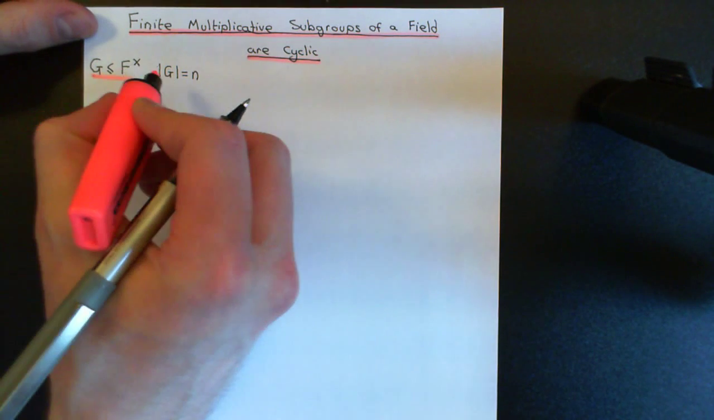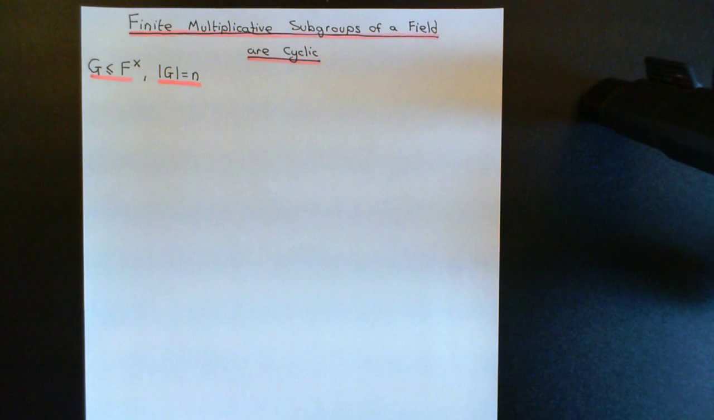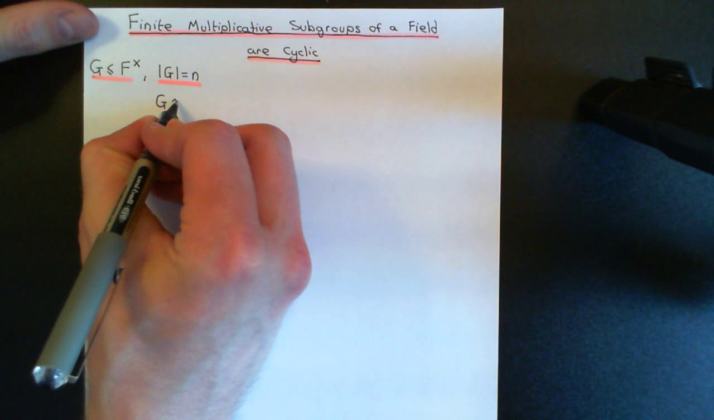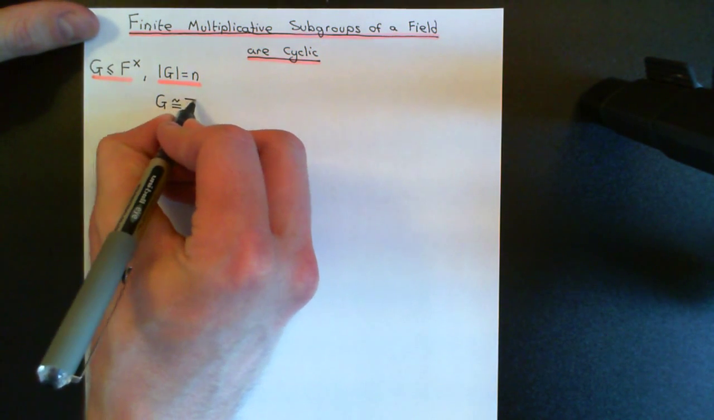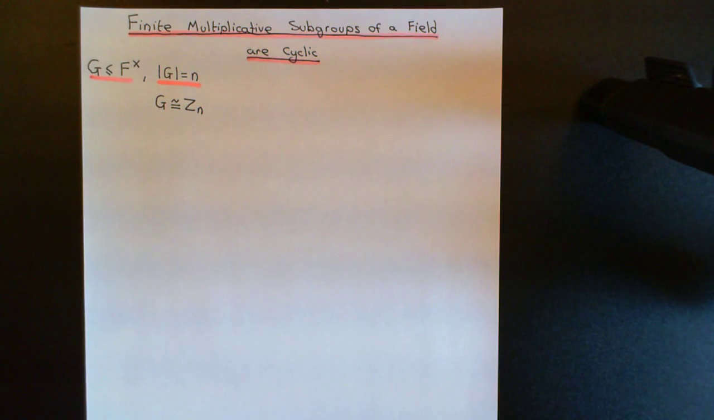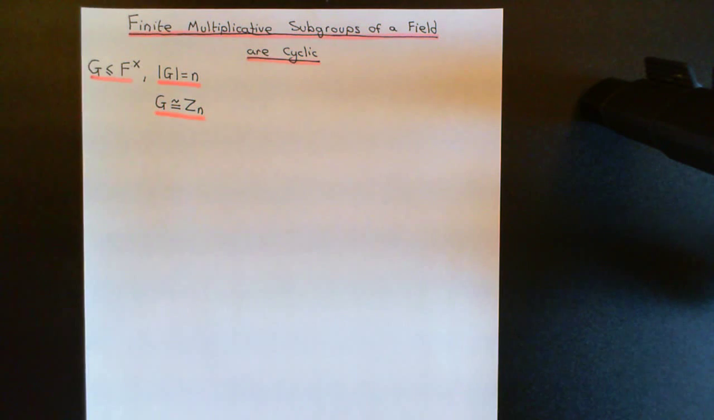Okay, so we've got some finite subgroup of the multiplicative group of a field. Then the claim is that G is actually going to be isomorphic to the cyclic group of order n, which I'll denote Zn, which is of course a very simple group structure. So the structure of finite multiplicative subgroups of a field is very, very simple, and that is effectively the big theorem that we have to prove in this video.